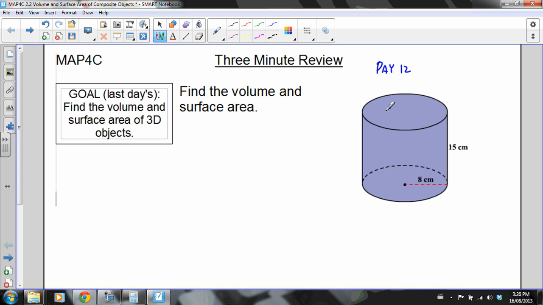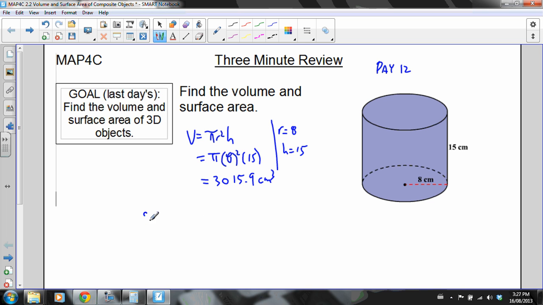The 3-minute review is straight from yesterday's homework. Find the volume and surface area of this shape, and you can look up your formulas, but I'm just going to get going right away. The radius is 8, the height's 15. Bash that into a calculator, just like that. Pi times 8 squared times 15, and you get about 3015.9 centimeters cubed.